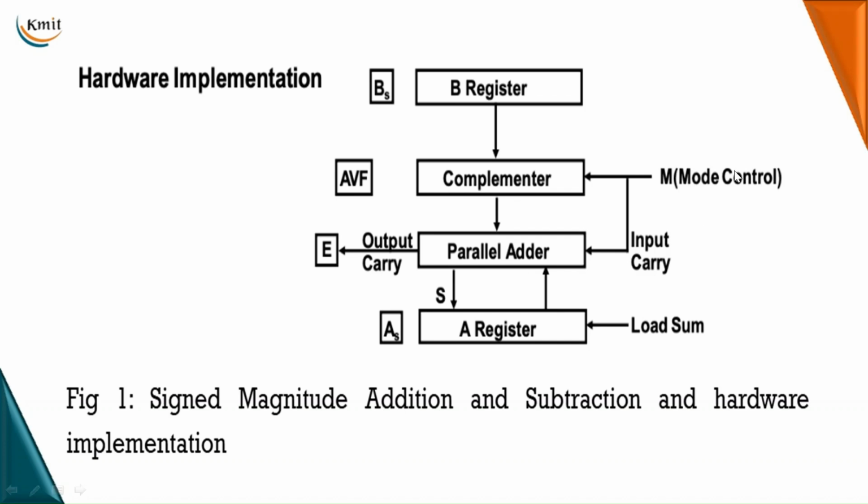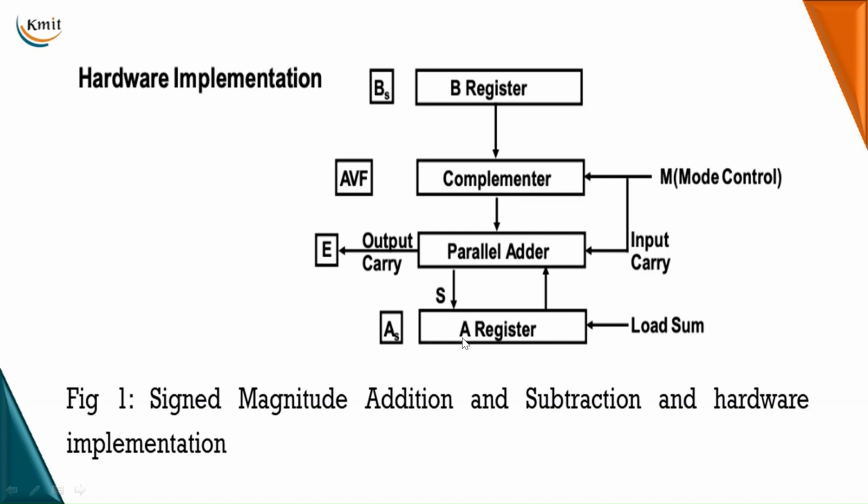Whenever this mode bit is set to 0, the output of the B register is transferred to the parallel adder. The input carry is 0. The same mode bit is given as an input carry to the parallel adder along with the contents of the B register, and it takes the contents of the A register and performs the addition operation A plus B. So it becomes the contents of A register plus input carry 0 plus the contents of B register. A plus 0 plus B becomes A plus B. That is how an addition operation will be performed.